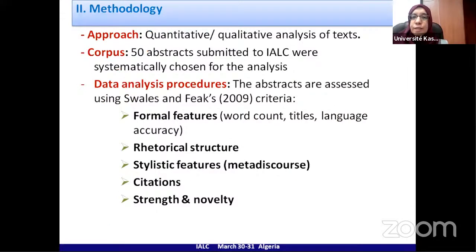The methodology of this study is both quantitative and qualitative analysis of texts. Here I have taken a corpus of 50 abstracts submitted to this conference, which were chosen systematically for the analysis. The procedure includes certain criteria. I focus on formal features, word count, titles, language accuracy, rhetorical structure, stylistic features, citations, strength, and novelty.